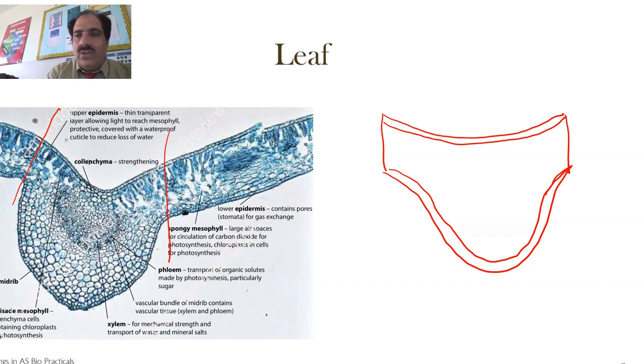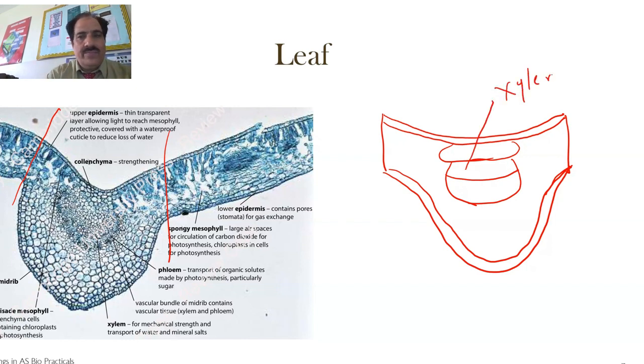Then we can see a tissue over here, which is collenchyma, and then there is the vascular tissue. Vascular tissue mainly contains the xylem, and in the case of the leaf, the xylem is towards the upper epidermis. So if I have to show the xylem, I'll make a ruled line and show this one is xylem.